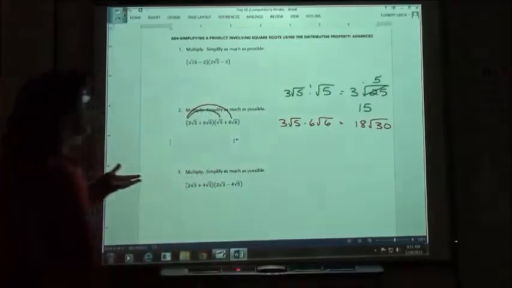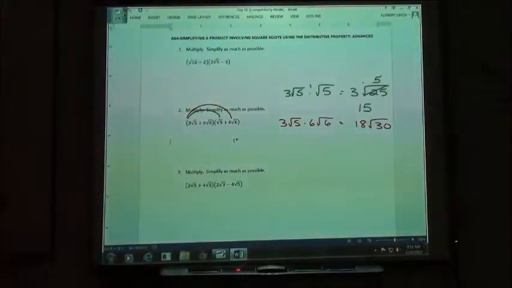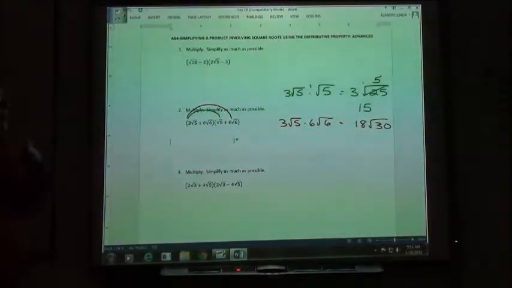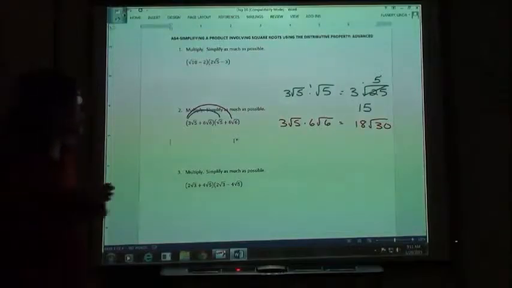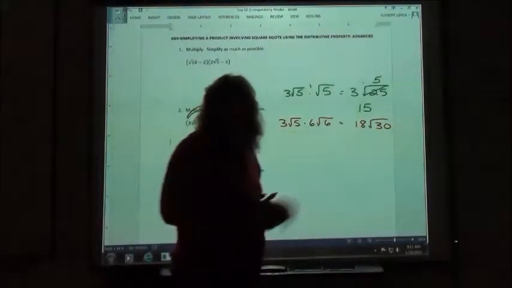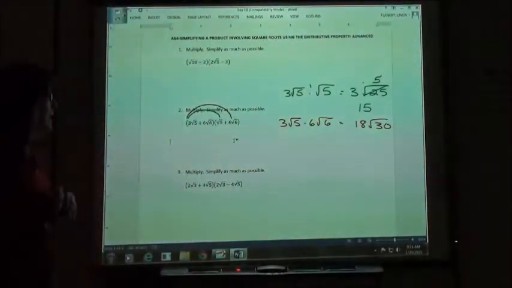Now 30 is kind of a big number, so you got to think, can I take out any perfect squares? My factors of 30, 1 times 30, and 30 is not a perfect square. 2 times 15, well 15 is not a perfect square. 3 times 10, 10 is not a perfect square. And 5 times 6, 6 is not a perfect square. So there's no factors that are perfect squares, so I just have to leave that big number underneath there, square root of 30.